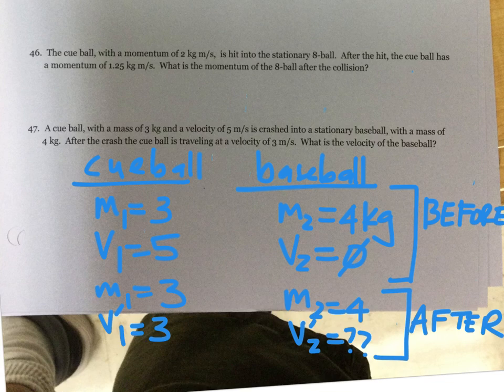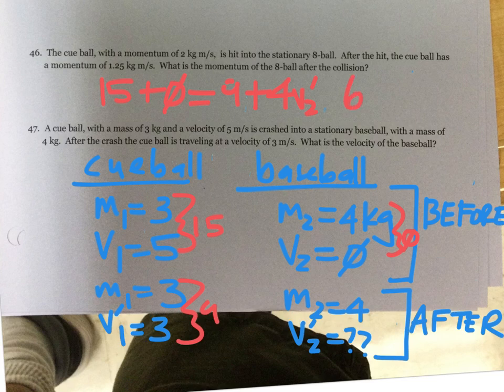So our equation then is going to be 3 times 5, which is 15. This is 0. This is 9. So 15 plus 0, that's all before the crash, has to equal the momentum after the crash. So that's going to be 9 plus 4 times v2 prime. And then we'll be solving for v2 prime, which is after the crash.